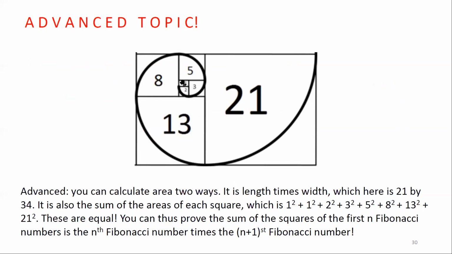But this rectangle is also made up of a bunch of little squares. And if you have a square that's 1 by 1, its area is 1. If you have a square that's 2 by 2, it's 2 times 2, or 2 squared. 3 by 3, it's 3 times 3, or 3 squared. And if you add all these together, that's also going to equal this.